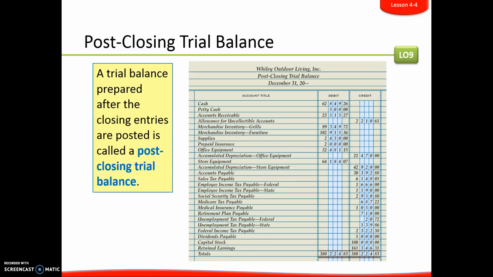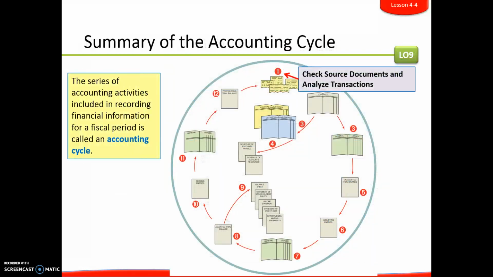And so as said before, after we've done our closing entries, we always do a post-closing trial balance. So this is all of our permanent accounts. These are the accounts that were not closed. They continue into the next fiscal period. So we just make sure that our debits equal our credits here before we start our next accounting cycle. And so that brings us to, remember, the series of accounting activities all the way from recording to reporting is known as our accounting cycle.